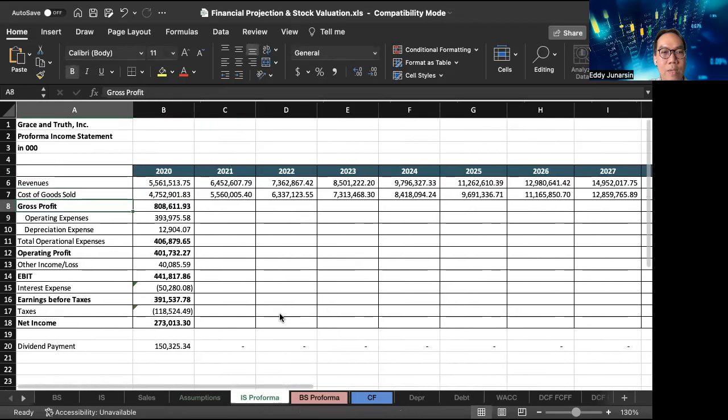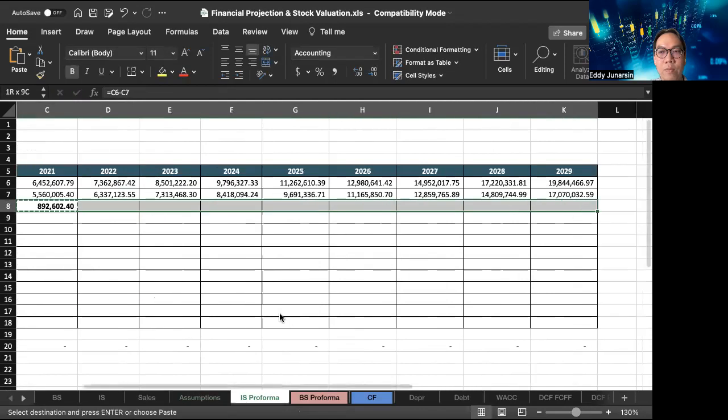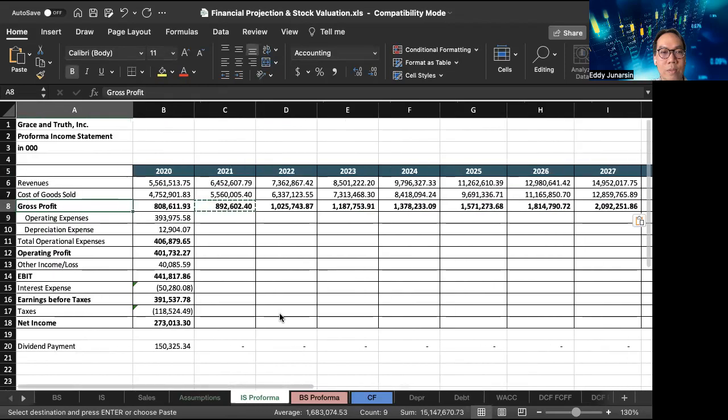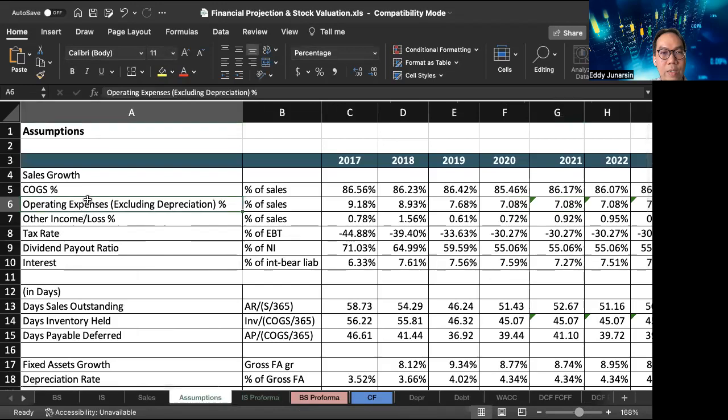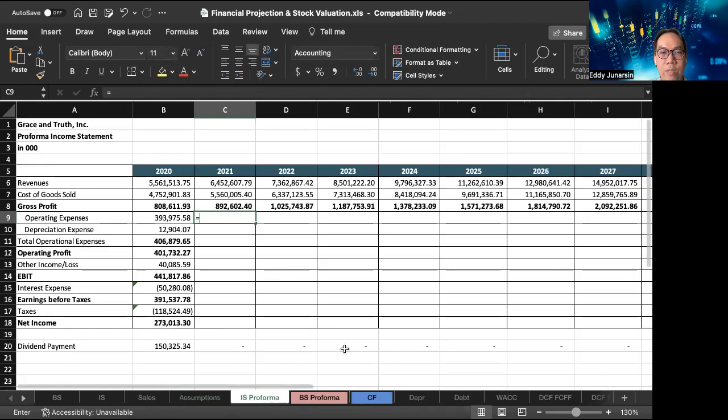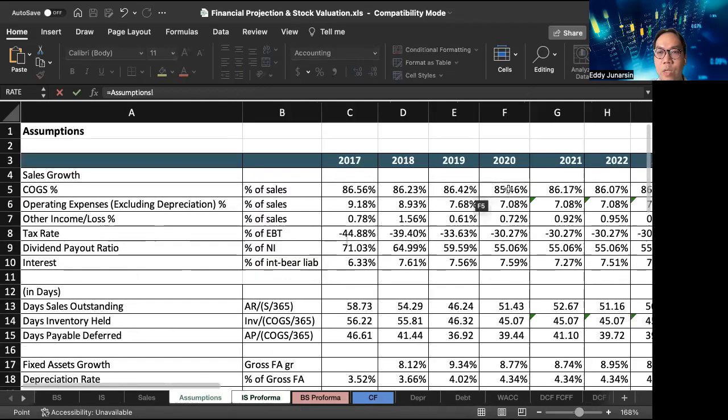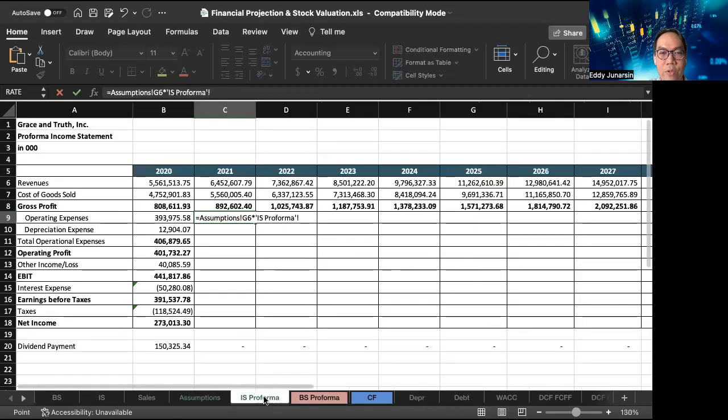Okay, then we got gross profit. Again, gross profit is revenues minus cost of goods sold. Operating expenses. Again, we follow the projected ratios. It would be operating expenses in 2021. Yeah, this one. Operating expenses times the revenues of 2021.